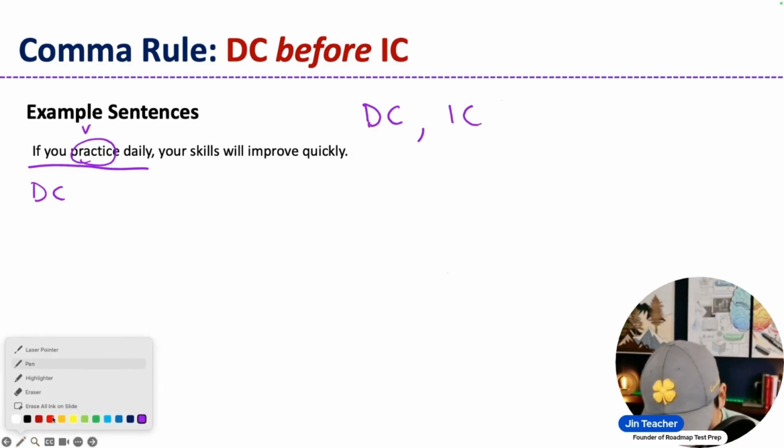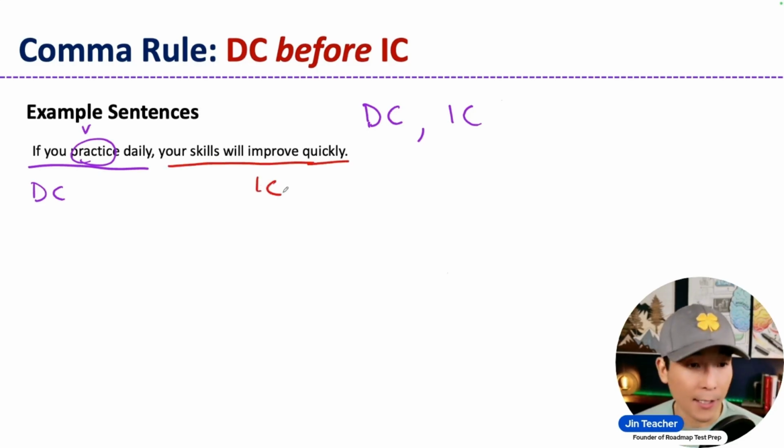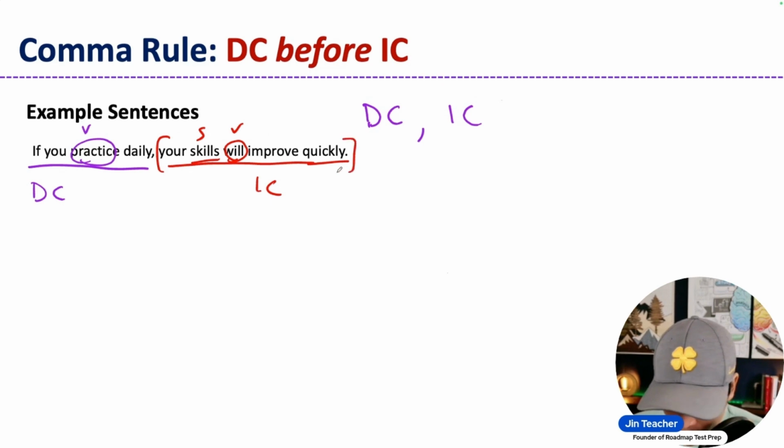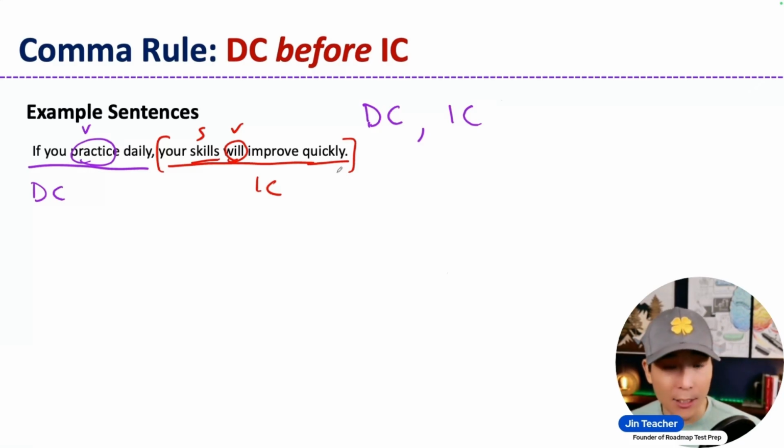And then now we have our independent clause here. Your skills will improve quickly. This is our independent clause, right? How do we know that? Well, independent clauses have a subject, your skills, has a verb, will, right? And it has a complete thought. So if we only looked at this part of the sentence, your skills will improve quickly, this is a complete sentence. So we don't really need the dependent clause, right, for this sentence to be a complete sentence.